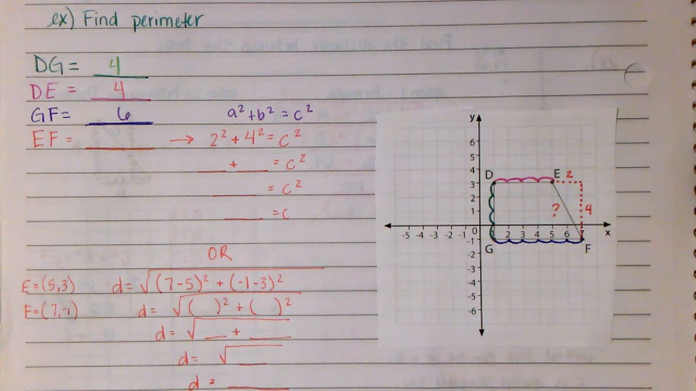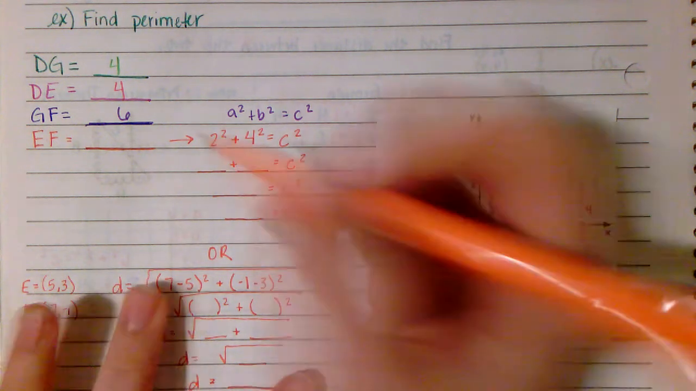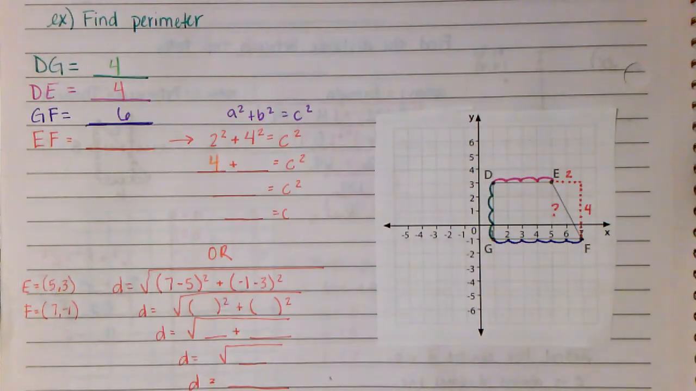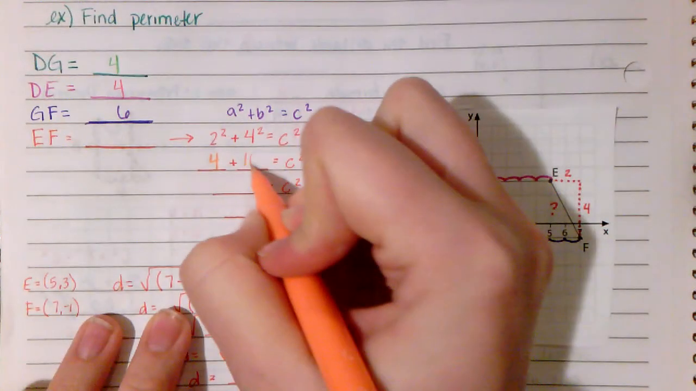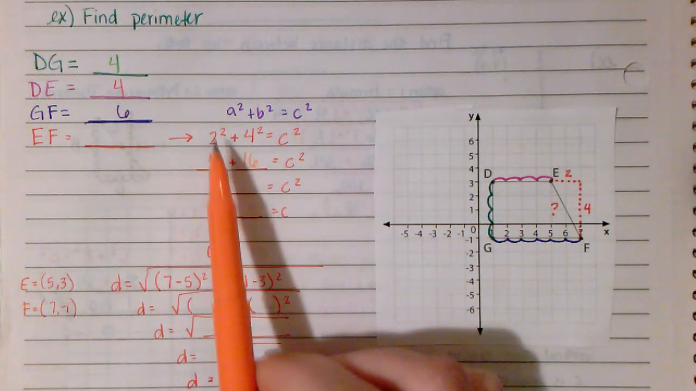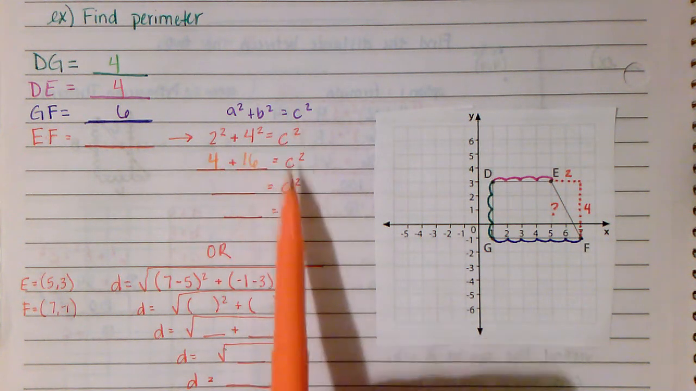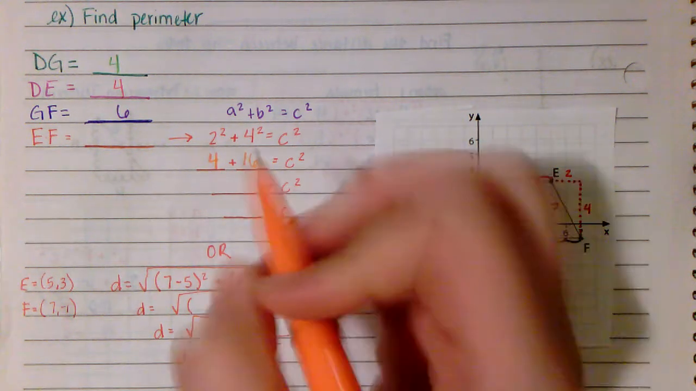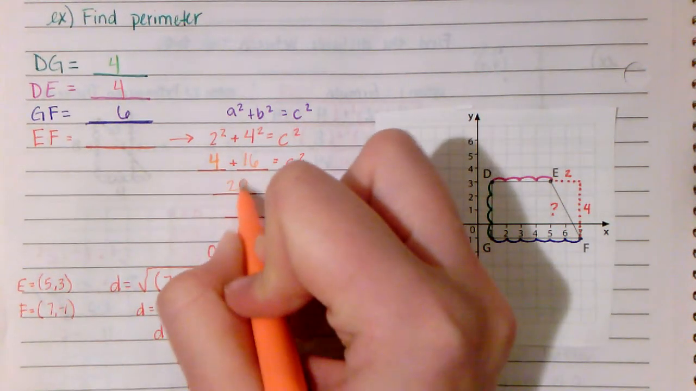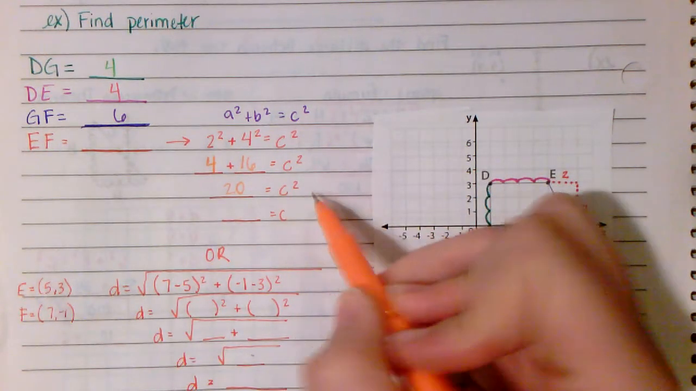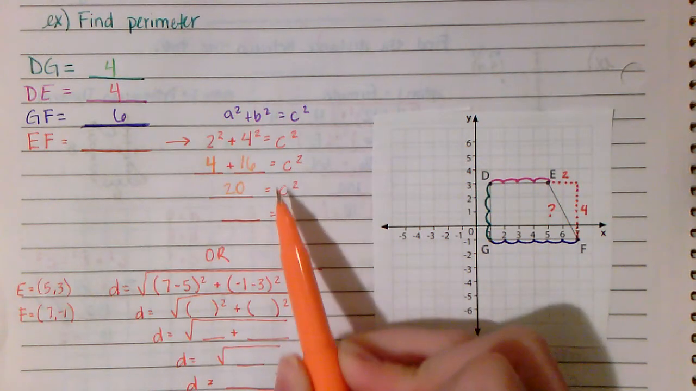So 2 squared is 2 times 2, which is 4. And 4 squared is 4 times 4, which is 16. So if I reduce this line and bring it down, we now have 4 plus 16 equals c squared. Well, let's start simplifying. What is 4 plus 16? Well, that's 20. So if I combine these two and write 20, go ahead and bring everything down again, equals c squared.